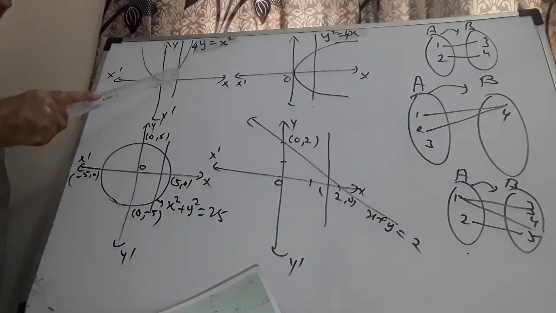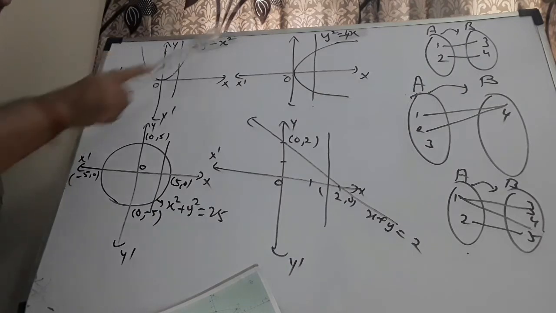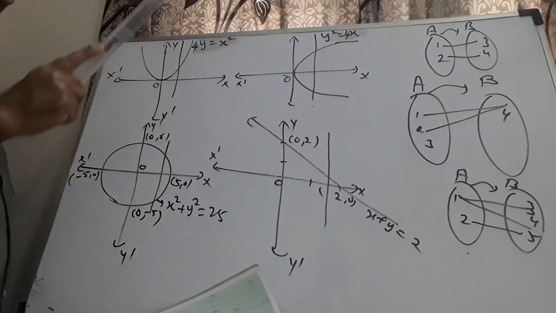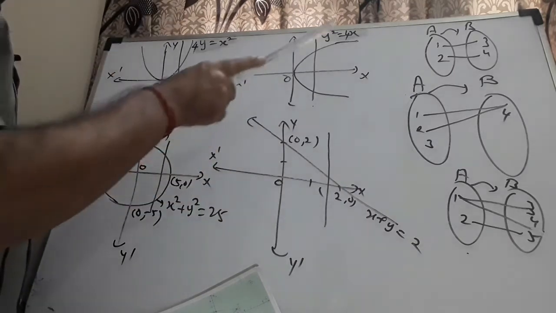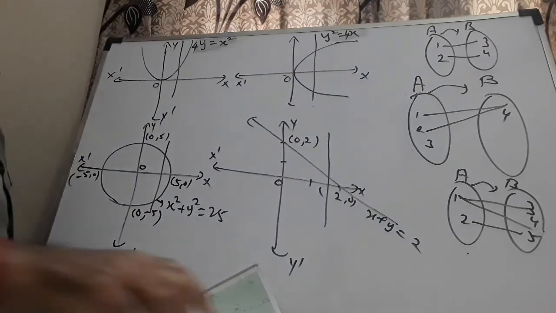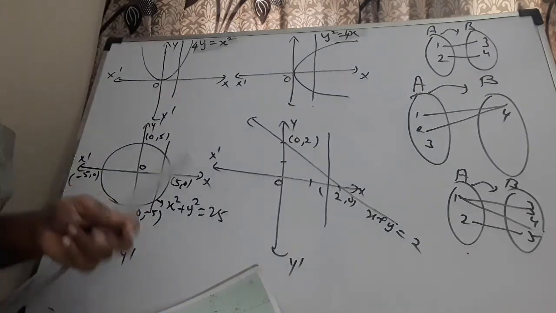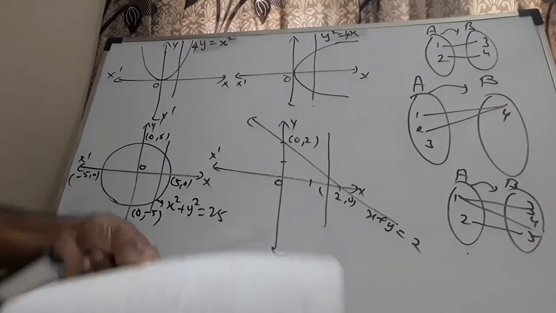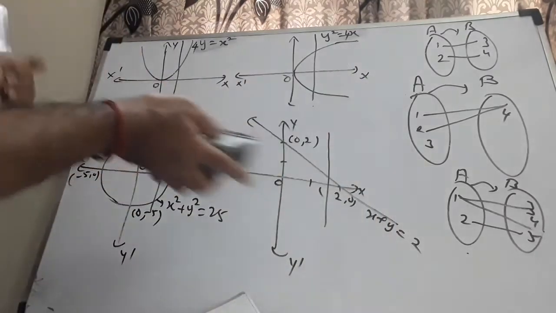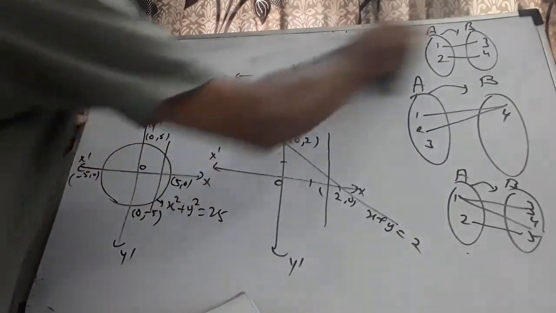Similarly, here it will be a function. If I draw various vertical lines, it will intersect the given curve at only one point. Therefore, this will be a function, this will be a function, this will not be a function, this will not be a function. This particular thing is known as the vertical line test, to identify whether a given thing is a function or not.